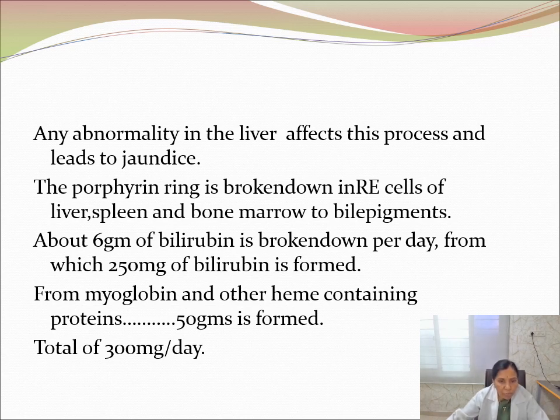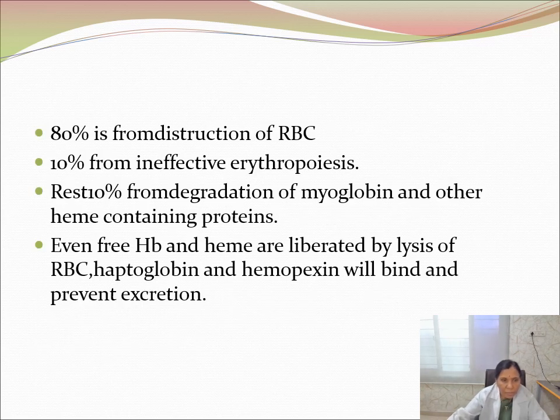About 6 grams of hemoglobin is broken down per day, from which 250 milligrams of bilirubin is formed. And also from myoglobin in the muscle and other heme-containing proteins, around 50 milligrams is formed. So totally 300 milligrams per day is produced. 80% is from destruction of RBC, hemolysis of RBC, and 10% from ineffective erythropoiesis. The rest 10% is from degradation of myoglobin and other heme-containing proteins.